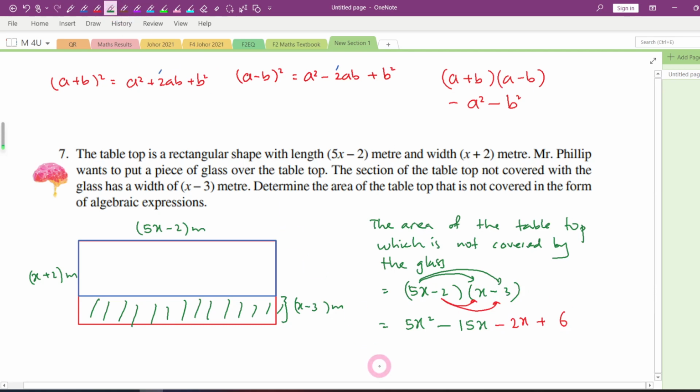So we just look for any like terms. If like terms, we can plus or minus. So 5x squared, we just copy. So negative 15x minus 2x. These two are like terms. So it will become minus 17x plus 6. Okay, so this is what's a unit. The unit will be meter squared. Okay, this is the answer for question number 7.